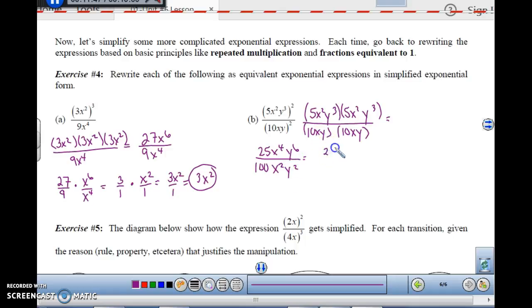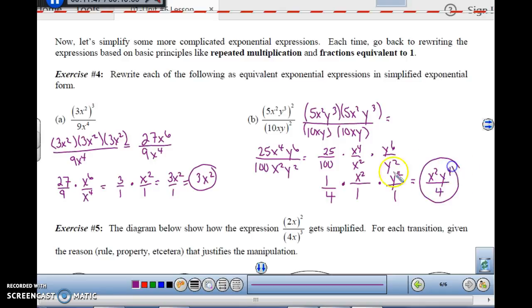All right, now let's split them up into separate fractions. 25 over 100, x to the 4th over x squared, y to the 6th over y squared. 25 over 100 reduces as a fraction. That's 1/4. x to the 4th over x squared: subtract the exponents, put it where it's bigger, so x squared on the top. And then y to the 6th divided by y squared would be y to the 4th on the top, 1 on the bottom. Multiply the top together, and you get x squared y to the 4th over 4, and it's simplified.